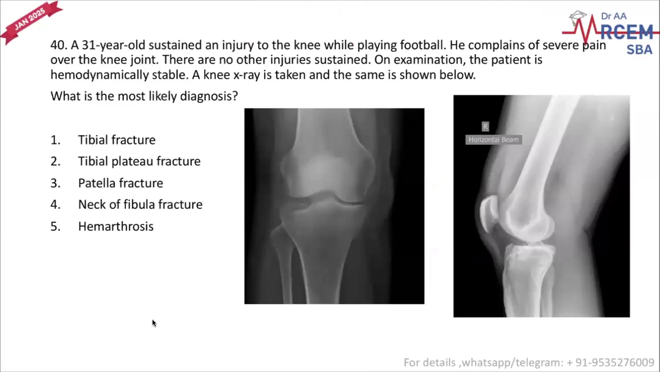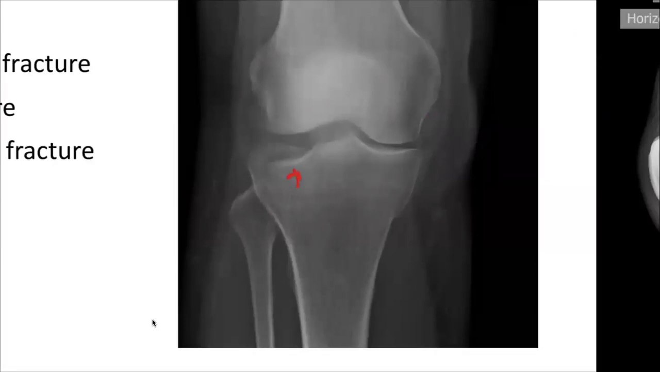A 31 year old sustained an injury to the knee while playing football. He complains of pain over the knee joint. There are no other injuries sustained. On examination, the patient is stable and an X-ray is taken and shown below. What's the most likely diagnosis they are asking here? We are not sure which X-ray was given, either this X-ray or this X-ray. Here, there is obviously a fracture. So it is a tibial plateau fracture that you're having.